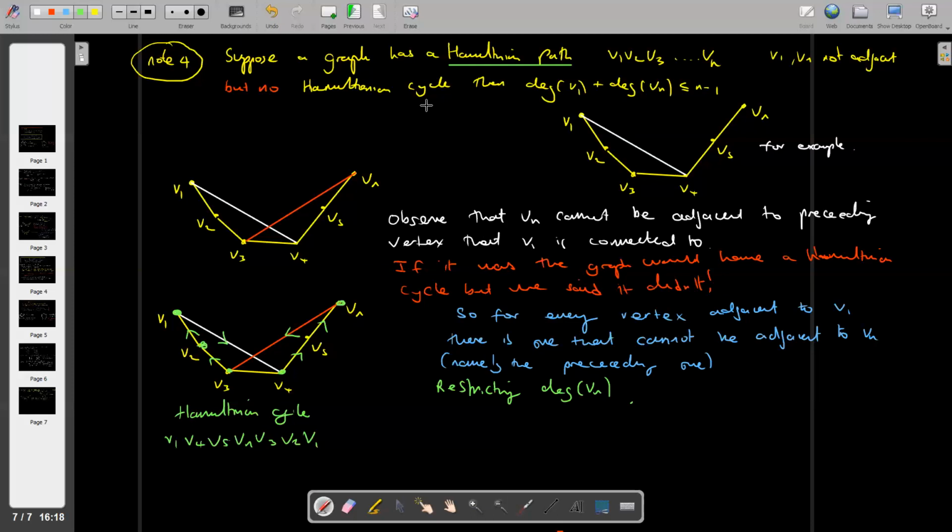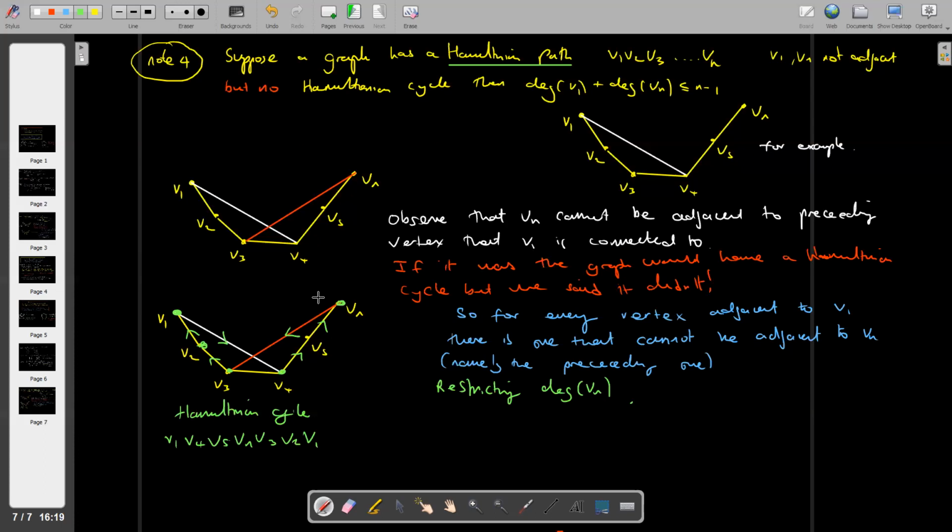What we're saying is, suppose we've got a Hamiltonian path, so there it is. Suppose there's no Hamiltonian cycle. Here's the Hamiltonian path. Because it's got a Hamiltonian path and no Hamiltonian cycle, Vn cannot be adjacent to the one before the one V1 is adjacent to. So this red one here is not possible, because that would create a Hamiltonian cycle. Vn cannot be adjacent to the preceding vertex that V1 is connected to.